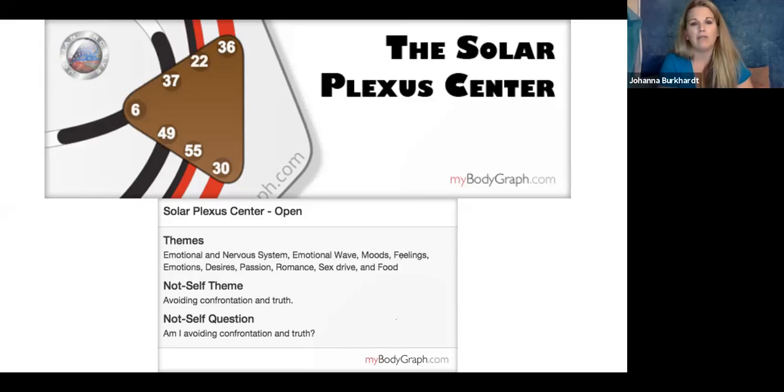Okay. I actually don't agree with that, but you can see how we don't have to agree. We can be open to the possibility of it being both ways. My take on the solar plexus, especially whether it's defined or open, is that the solar plexus relates to our pancreas.